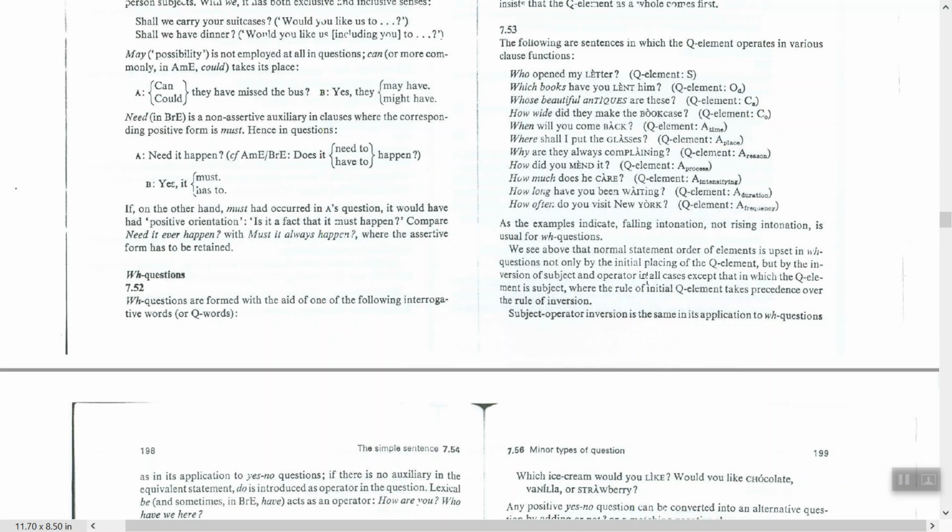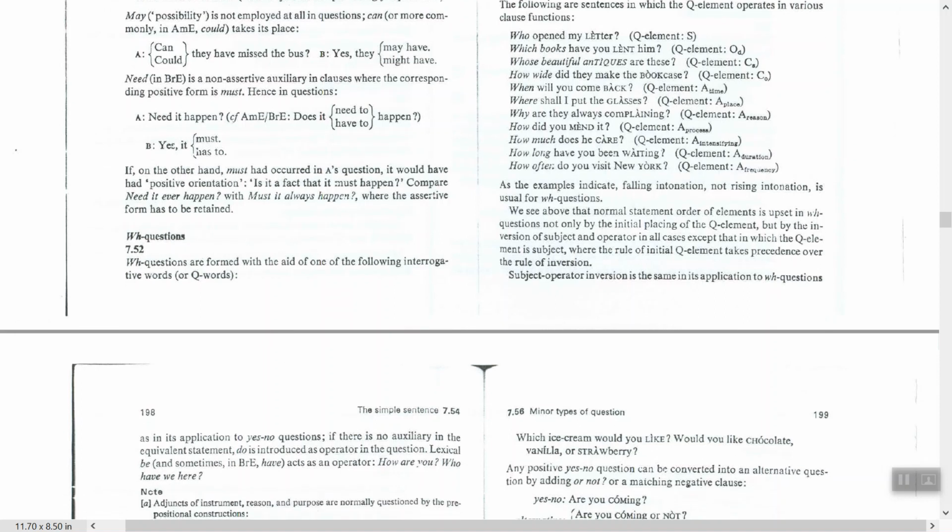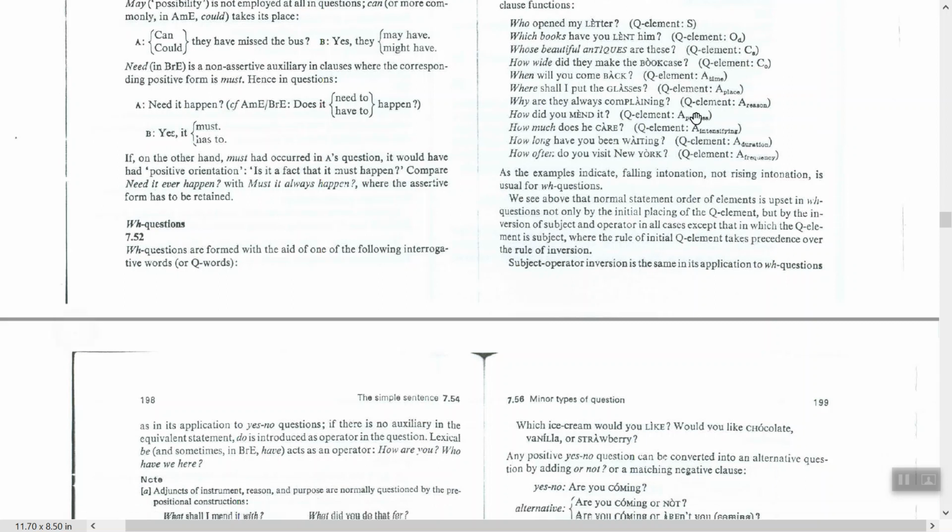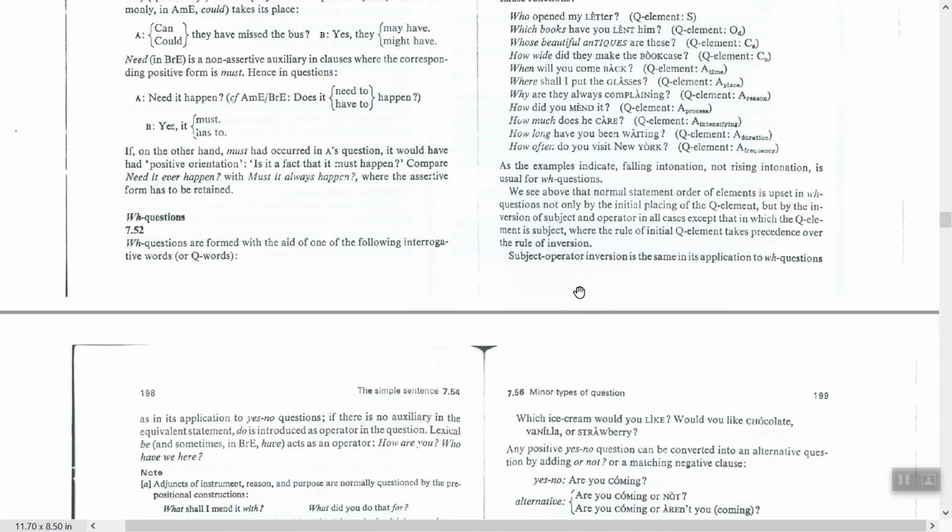We are familiar with this because when we speak English we usually use these kinds of questions, and they are very clear. We see above that the normal statement order of elements is upset in WH questions, not only by the initial placing of the Q element. This is the explanation about WH questions and the rule of inversion: of course we put the auxiliary first, then the verb.